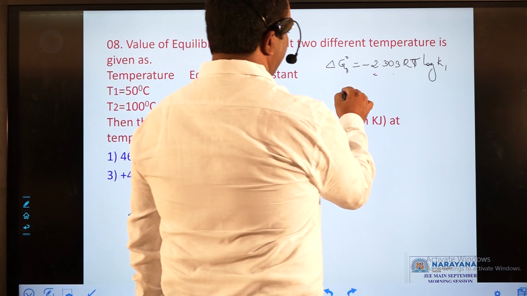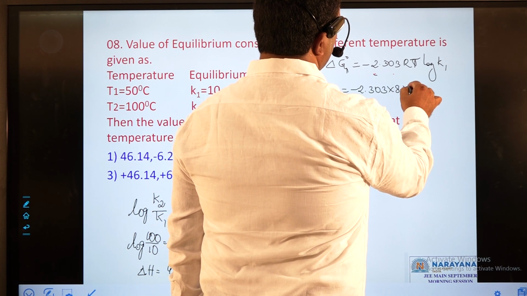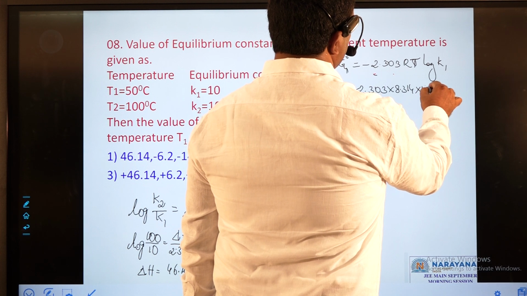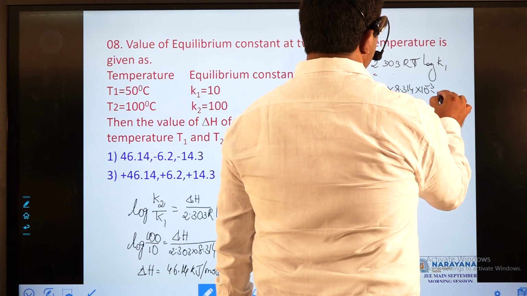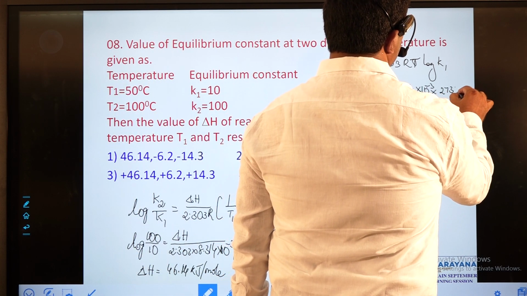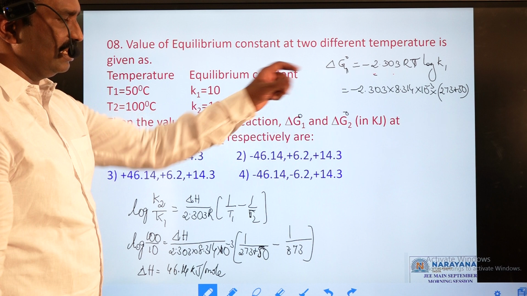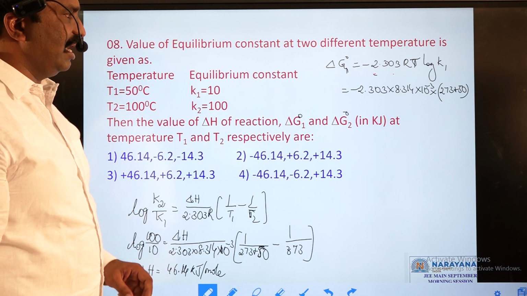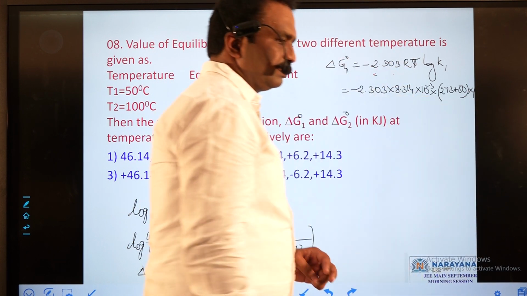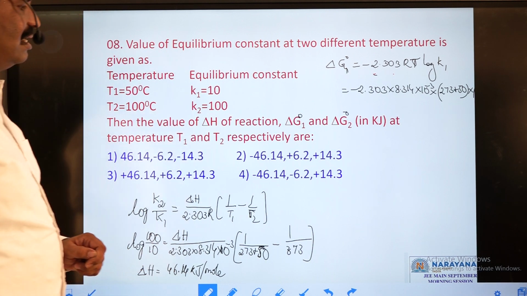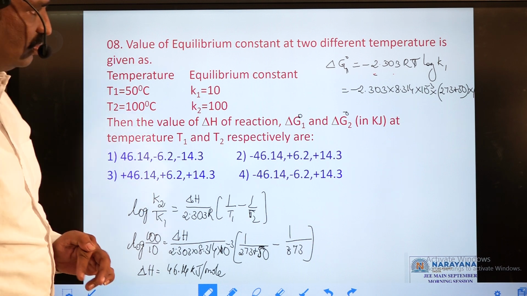So this is minus 2.303 into 8.314 into 10 to the power minus 3. Why? Because they are asking in kilojoules. Into temperature, 273 plus 50. Just to make you know which temperature we have to use, I am writing 273 plus 50 separately. And log 10, we know, is 1. That is delta G1 naught. We are getting the value nearly 6.2.